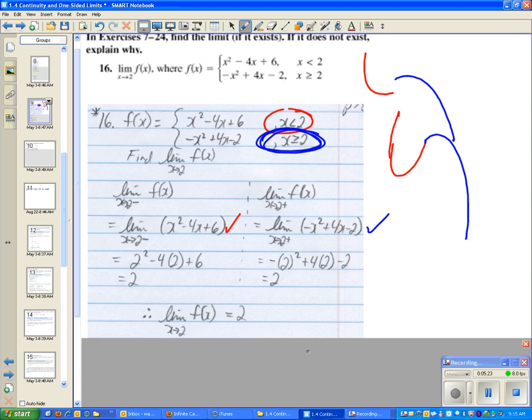Exactly. That's the interesting point. All the others are boring. We know the limit of a polynomial is going to exist throughout its domain. So we just have to see if they connect up. Okay? That's all we're doing.